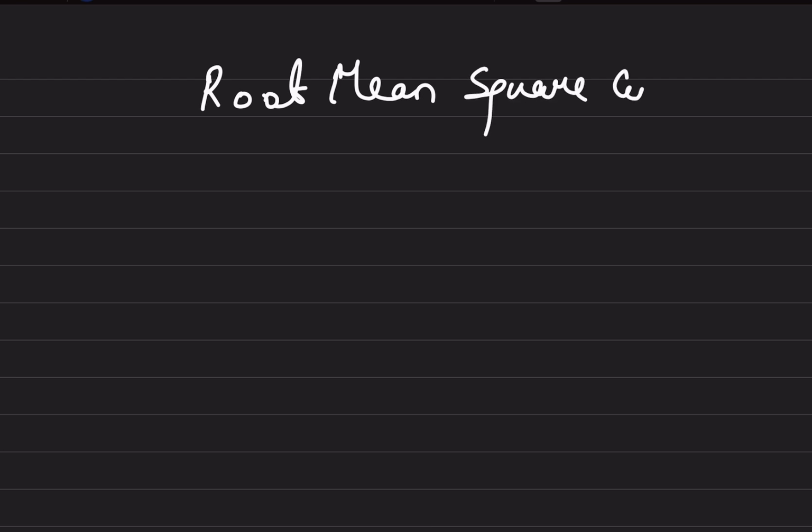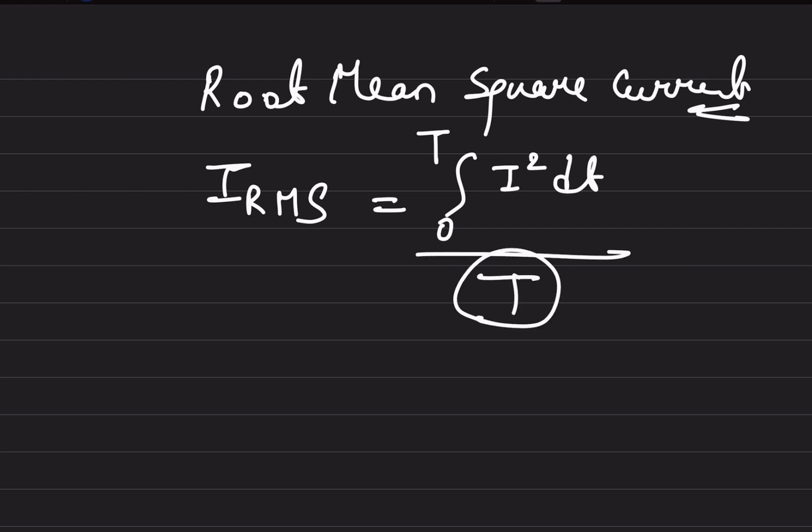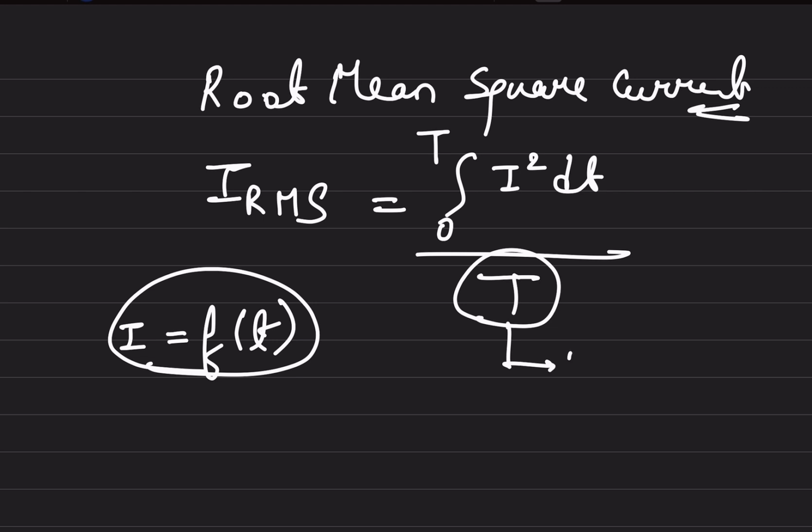So in the AC circuit, how is the root mean square current defined? The IRMS, or root mean square current, is equal to the square root of the integral from 0 to T, the time period, of I square dt upon the total time T. This is the root mean square current. Here I is a function of t, I equals f of t, and T is the time period of one oscillation.